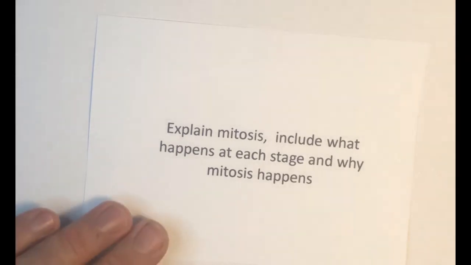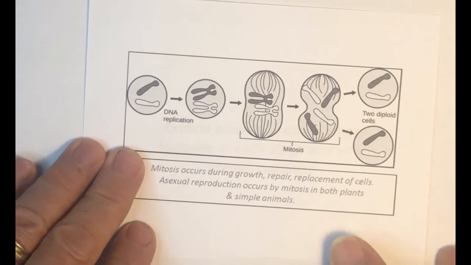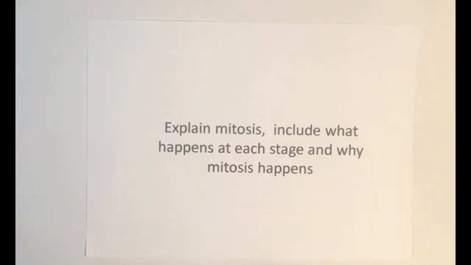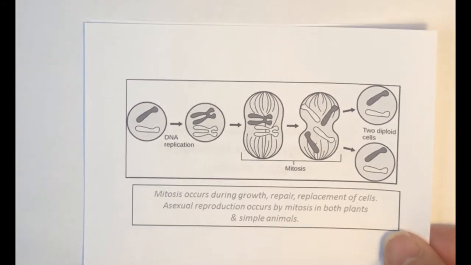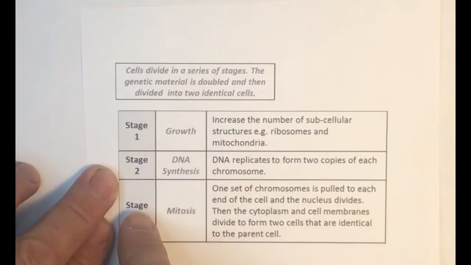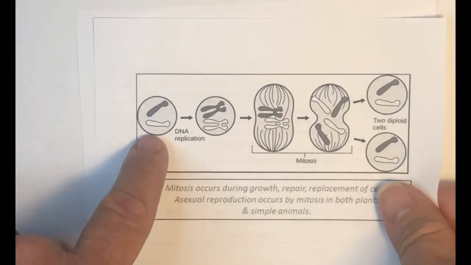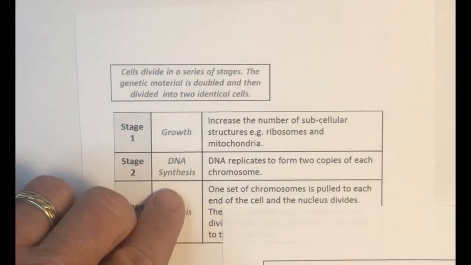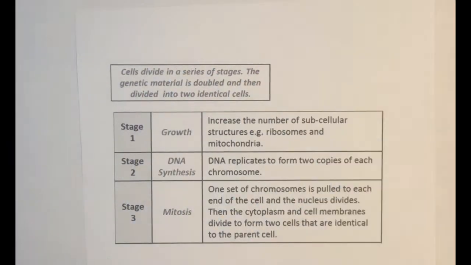The question says, explain mitosis and include what happens at each stage. That there is really an explanation of mitosis. What happens at each stage and why mitosis happens. This is then an explanation of why mitosis happens. And then the stages, often it's broken down into 3 individual stages: stage 1, stage 2 and stage 3. In stage 1, it is growth and it is DNA synthesis. So it's basically the growth and the DNA synthesis.